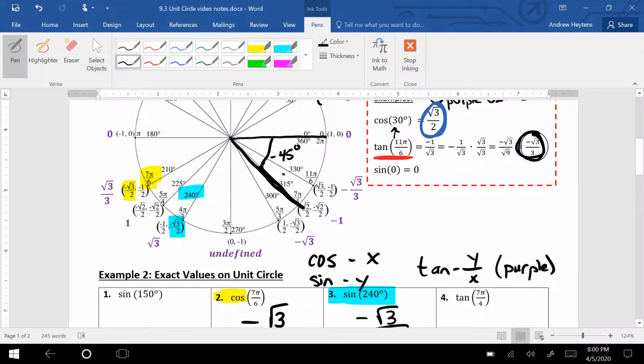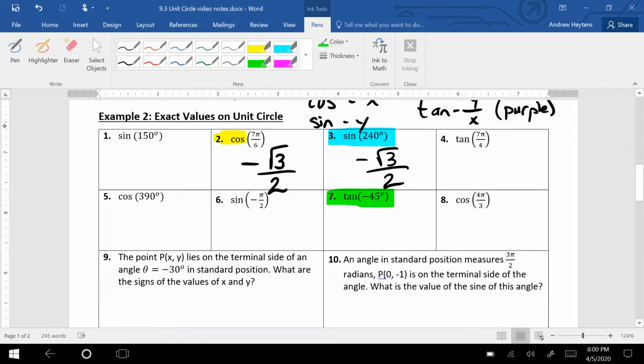Okay, so negative 45 is in the same position as 315. And if you remember coterminal angles are 360 apart. And since negative 45 and 315 are 360 apart, they're coterminal. That's why they're at the same spot. Okay, I'm doing tangent. So if you remember, tangent is your purple value. Your purple value at negative 45 degrees is negative 1. So your tangent of negative 45 is negative 1.